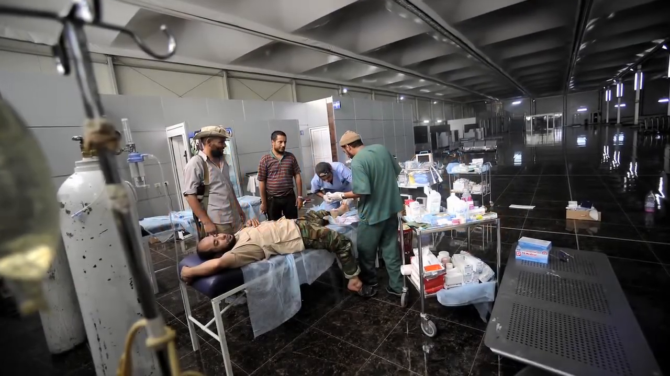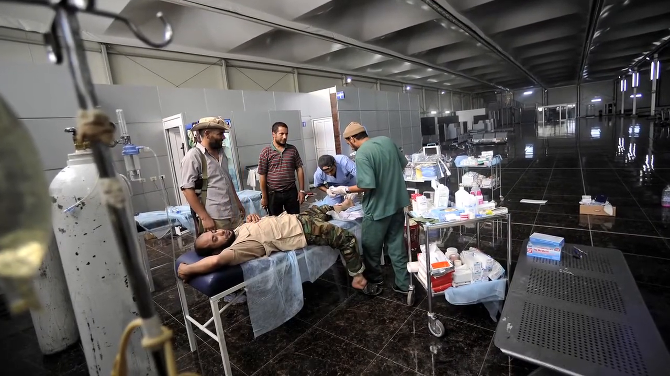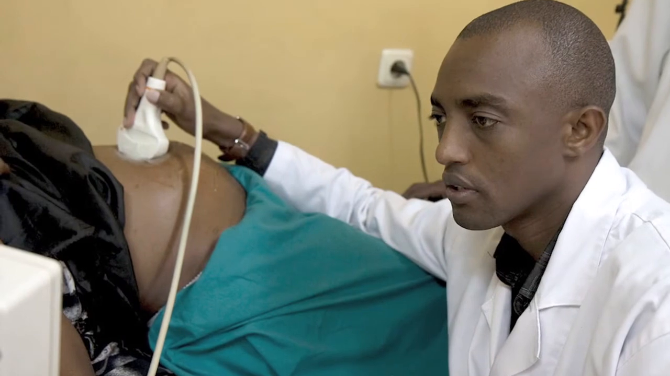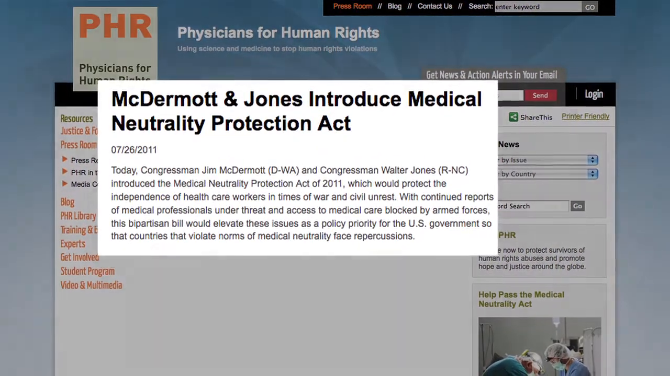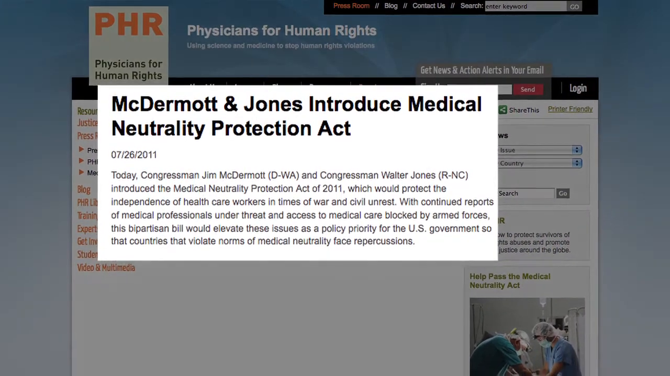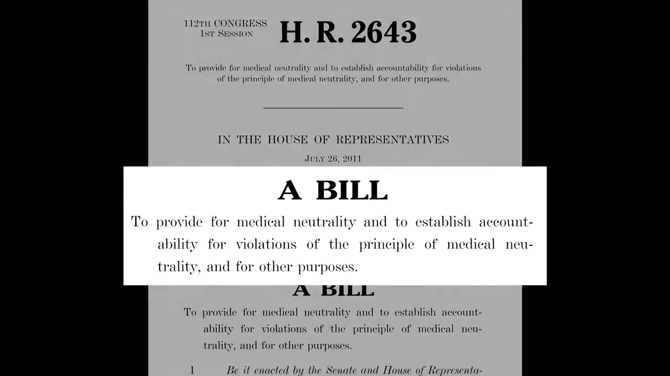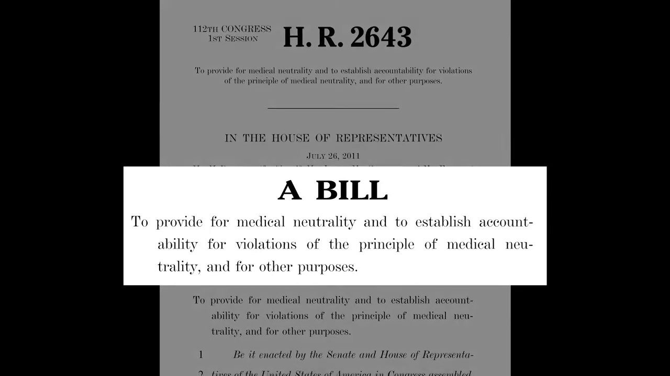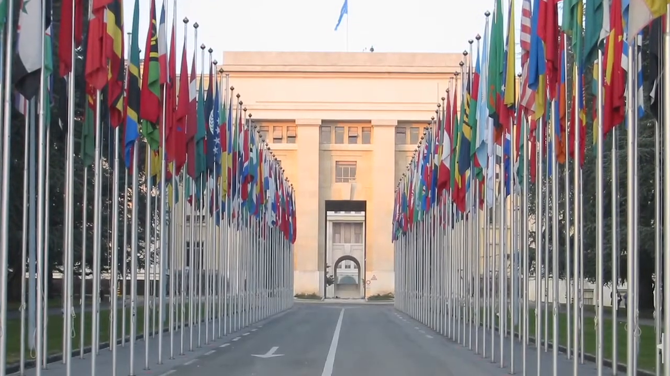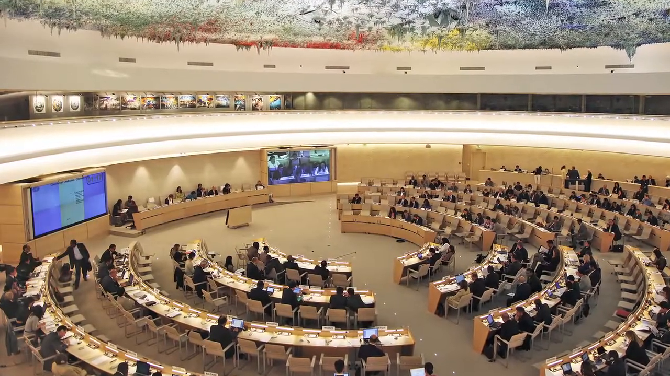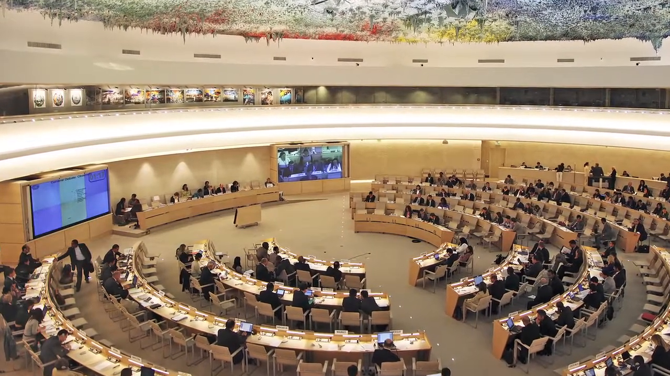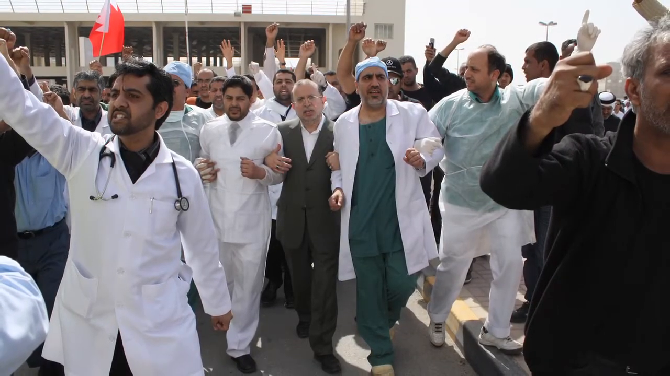All governments have an obligation to protect the principle of medical neutrality and to ensure that individuals have access to healthcare services. There are things that we can do. The US government can pass the Medical Neutrality Protection Act as a matter of foreign policy. The bill would protect those providing medical services to those in need. The international community could urge the United Nations to create the position of a special rapporteur on medical neutrality that would chronicle and document international violations of medical neutrality.